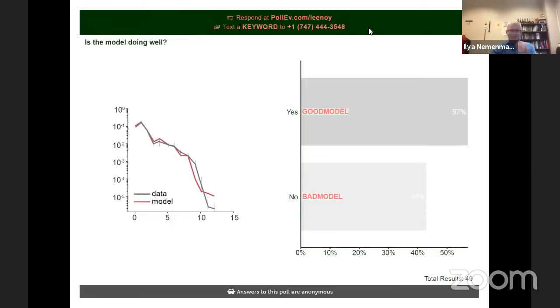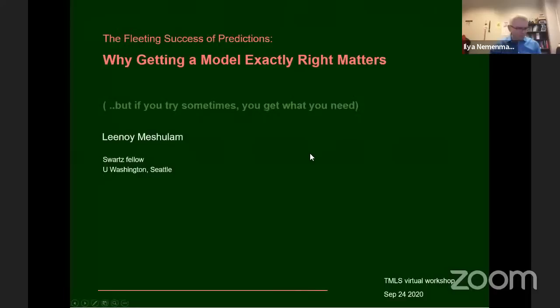Okay, it's 12:25 according to my clock. So let's start. We have 49 answers. Right, people can keep on voting. It's more separated than US elections, right? This would be called a landslide in US elections, and this is a good model. Yes, people have high standards. I like it. People can keep on voting. Go ahead, Lina. Thanks. Yes. Okay.